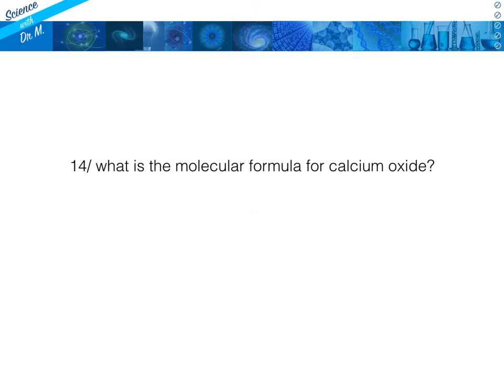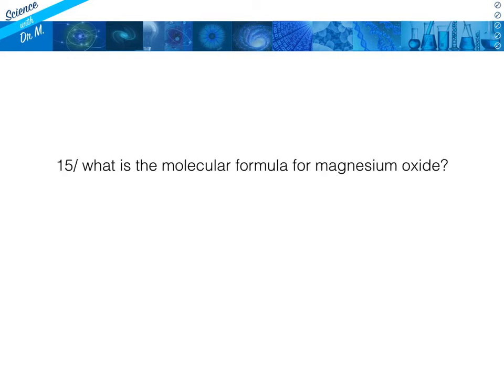What is the molecular formula for calcium oxide? Calcium is in group 2. Calcium oxide, CaO. Molecular formula for magnesium oxide. Magnesium oxide, MgO. What is the molecular formula for zinc oxide?